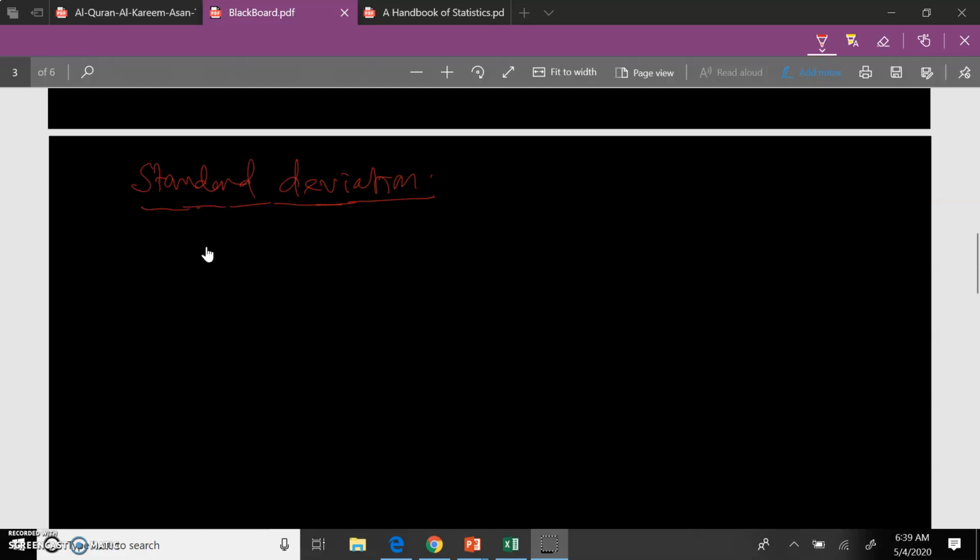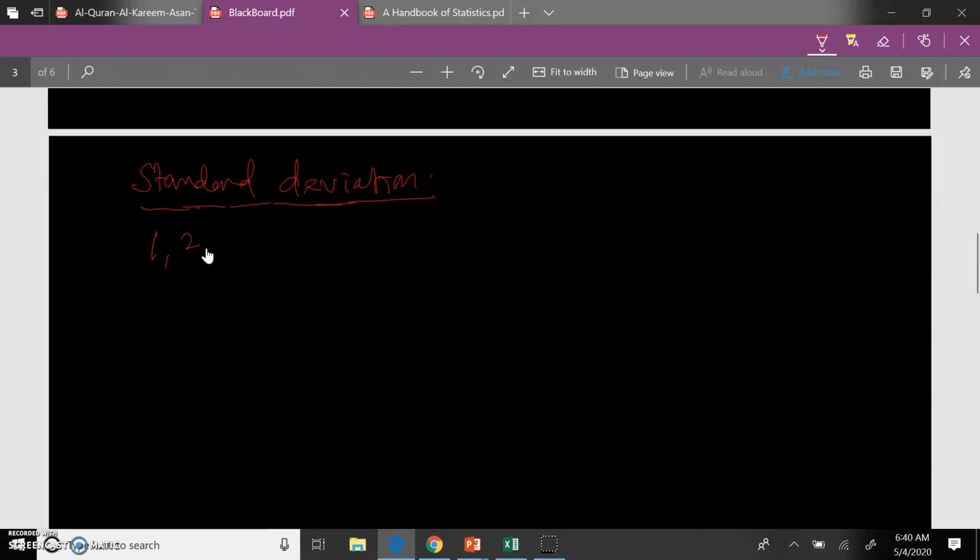To understand the standard deviation, we need two data sets, right? Let's say the first one is 1, 2, and let's say this is 15. Let's say this is the first situation, and the second data set is 5, 6, and 7. I ask you to pause this video and compute the mean. Clearly, the mean for the first one is 6, and the mean for the second one is also 6.